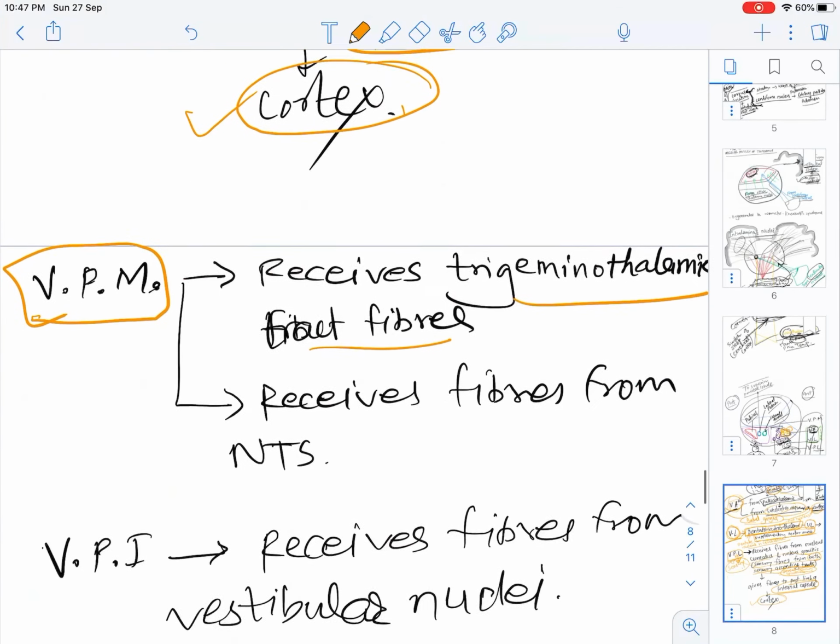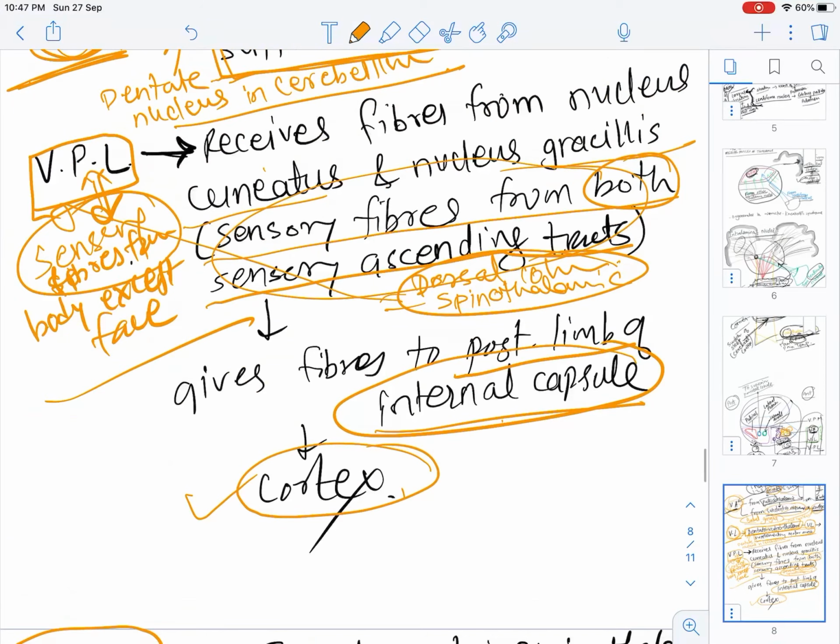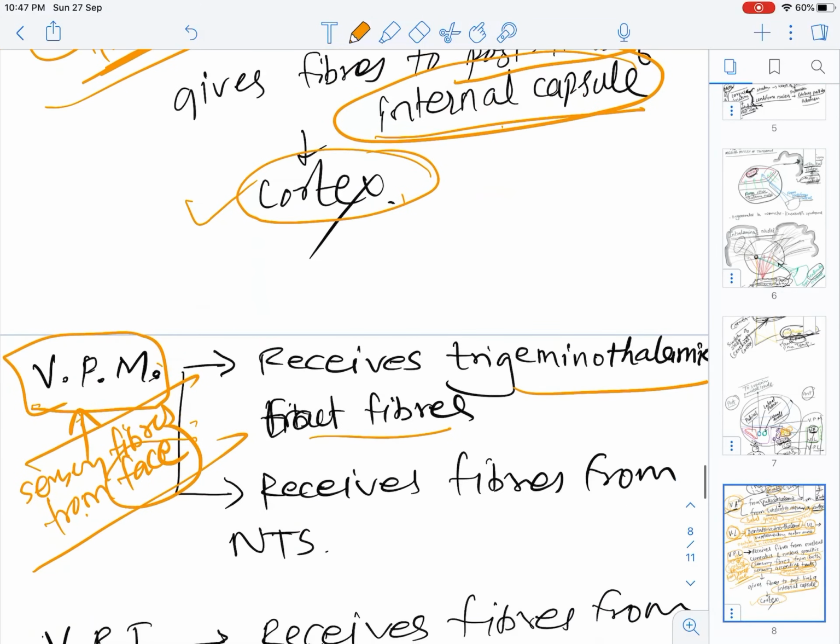except face. Okay, except face, and here it is sensory fibers from face. So VPM is also sensory but it contains fibers from face. VPL is also sensory, it receives fibers from body except face. As we know, these tracks, sensory ascending tracks, don't bring any sensation from face. Sensation from the face is brought by the trigeminothalamic tract.